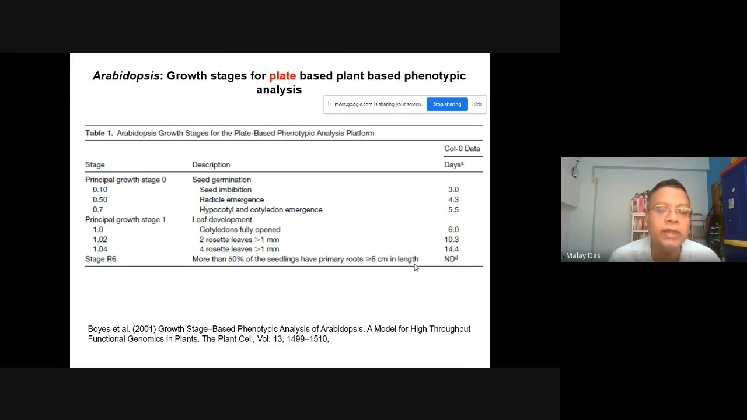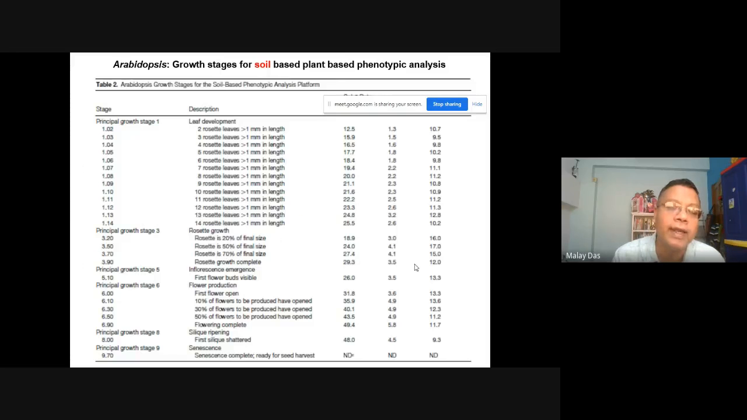Accordingly, depending on the different growth stages, the principal growth stages have been defined. For instance, seed germination is known as growth stage 0, and under seed germination the first stage is seed imbibition, which is known as 0.10. Then radicle emergence is known as 0.50. Then hypocotyl and cotyledon emergence is known as 0.70, and like that.